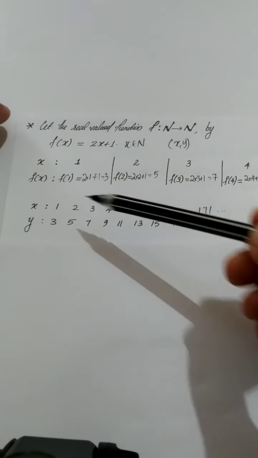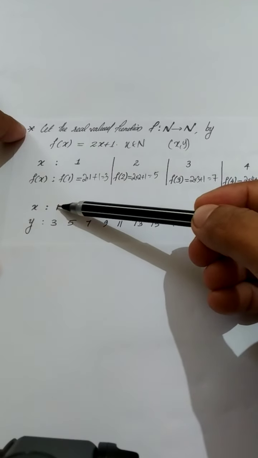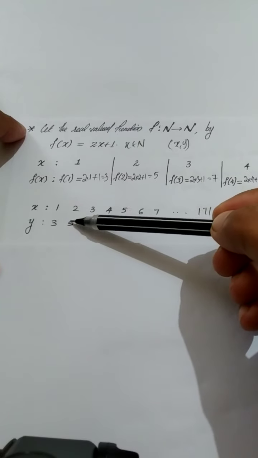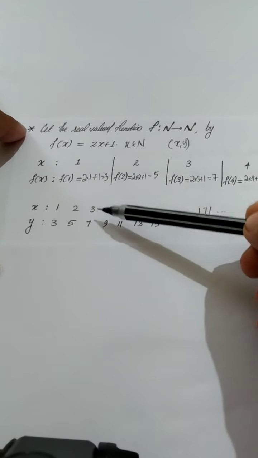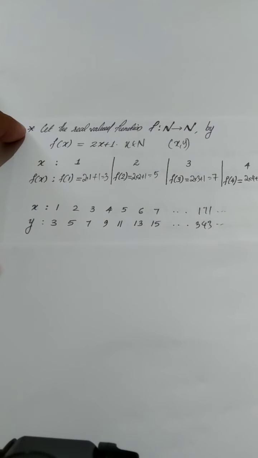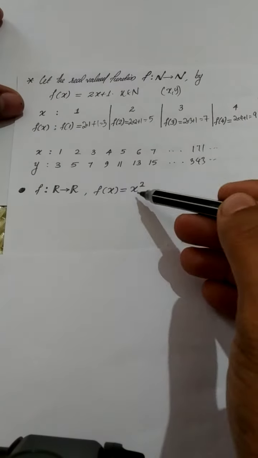And look at here, there are no repeated images. Here for 1, we have only one image. For 2, we have only one image. So we can say that this is a function. Without any doubt, we can say that it's a function. So look at the next example, f from R to R such that f(x) = x square.